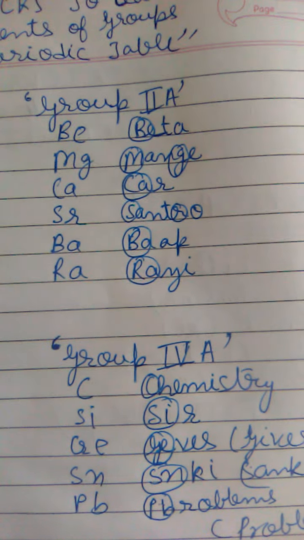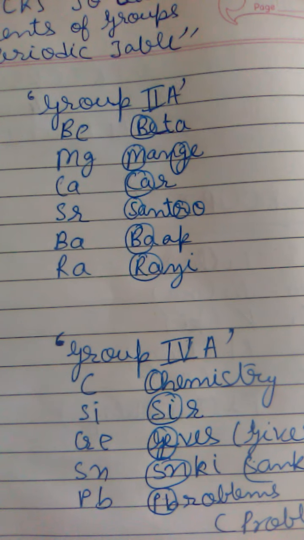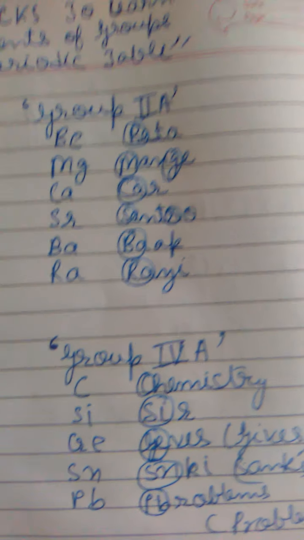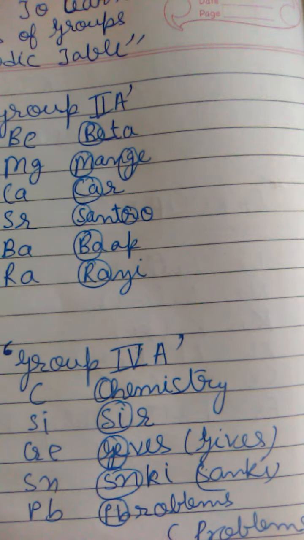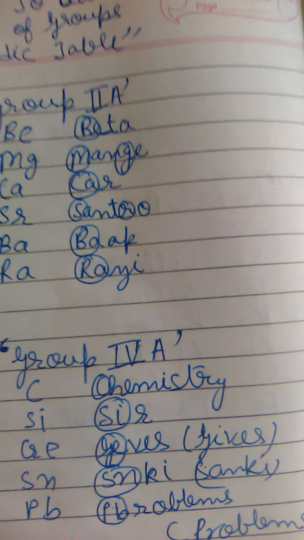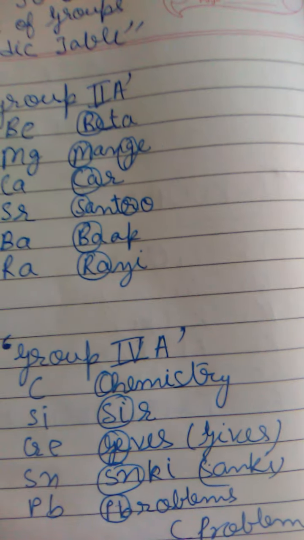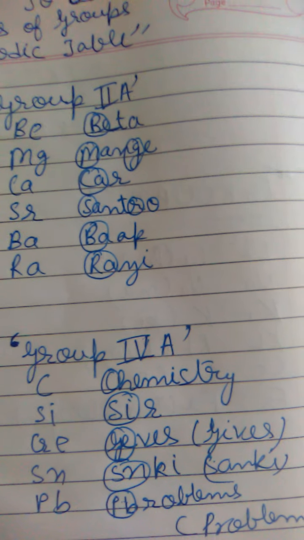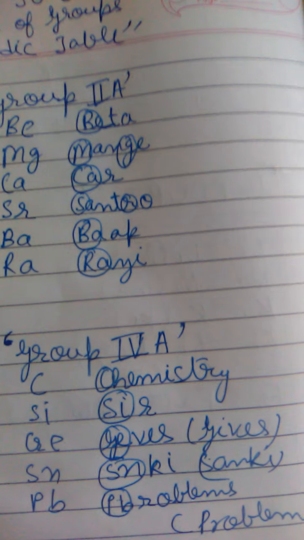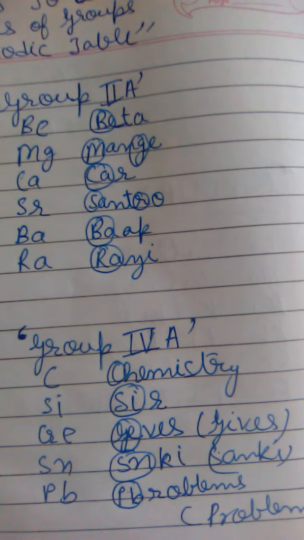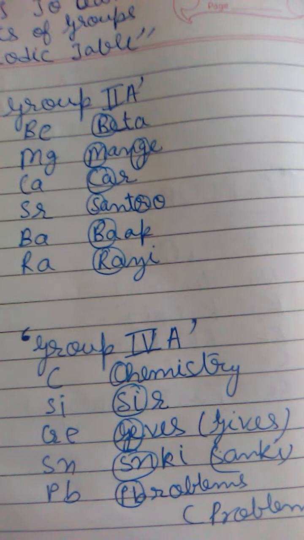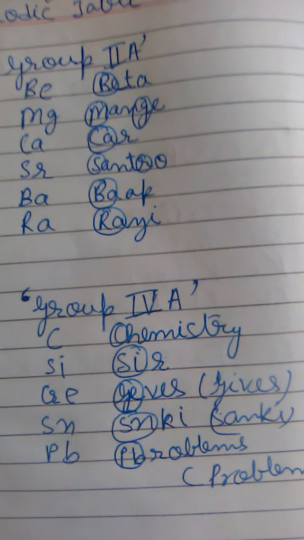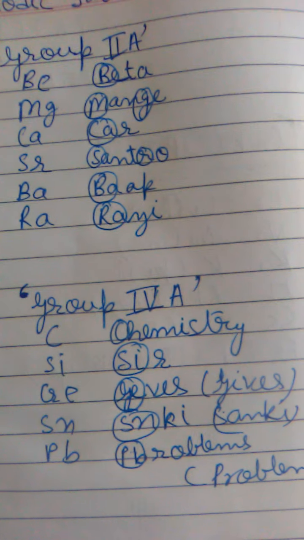Then we have the group 2A elements, which are beryllium, magnesium, calcium, strontium, barium, and radium. So what's the sentence? Beta mange kar santro baparazi. So beta, B is for beryllium, mange, Mg is for magnesium. You can see the letters present in that word. Kar is for Ca, the first two letters for calcium. Santro, we can see the first and the fifth letter, that is strontium. Bap is Ba, barium. R is going to be radium.